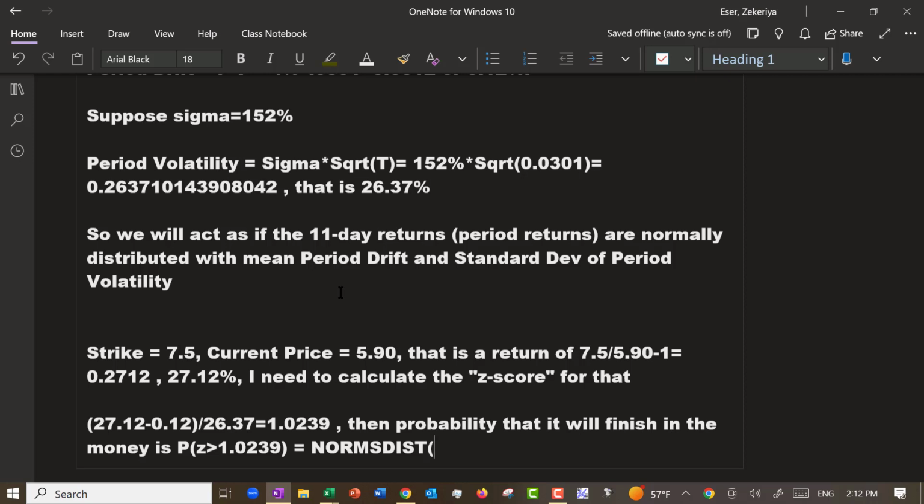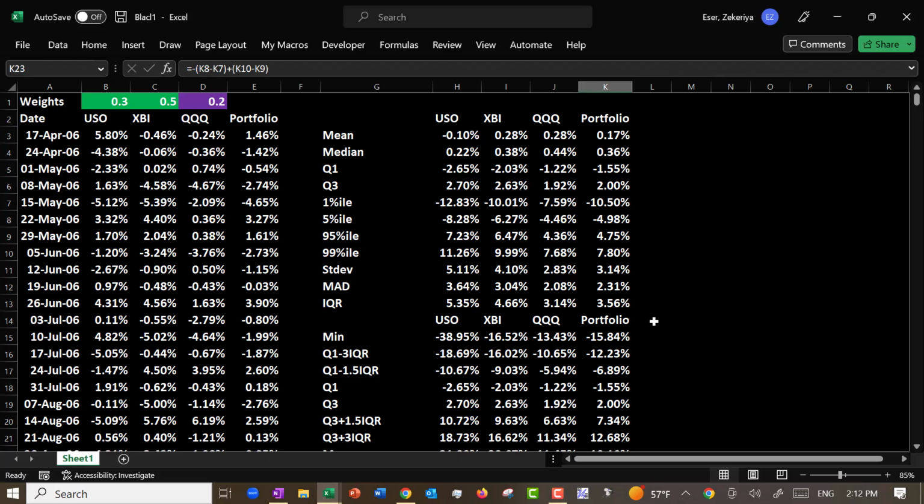Since I'm doing the upper tail, 1 minus NORM.S.DIST of 1.0239, which is equal to 1 minus probable z is going to be less than that number. Of course, I'm going to calculate that in Excel.